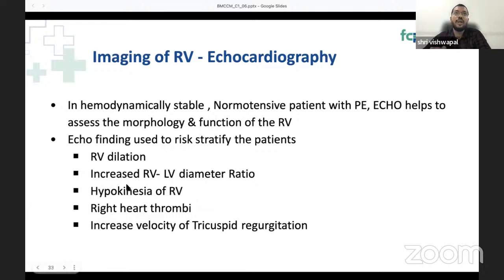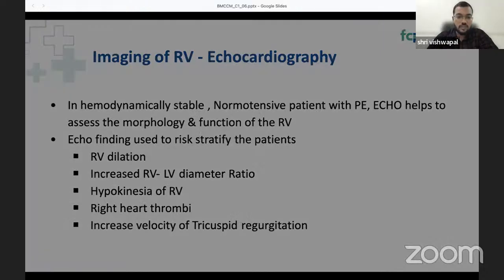Hypokinesia of the RV: once the right ventricle gets dilated, it is hard for it to pump the blood, so the motion of the right ventricle will be reduced, and we will be looking for right heart thrombi and increased velocity of tricuspid regurgitation. When the preload increases, the right ventricle gets dilated, and after a point, the right ventricle starts pushing the blood backward to the right atrium, where tricuspid regurgitation can happen.